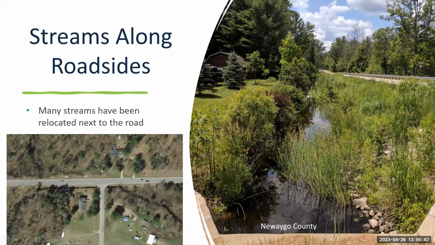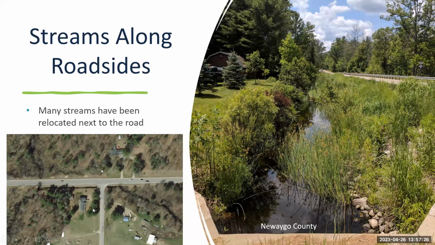And then streams along roadsides. So in many instances, streams have been relocated to be alongside roads. This reduces the need for more culvert or bridge road crossings. So in a lot of cases, you'll find channels that have been relocated next to the road. So when you see a channel next to the road, it might not always be just a ditch that's carrying stormwater. It could be a channel that was either naturally there or has been relocated to be there.